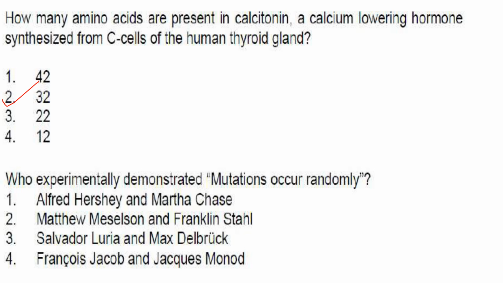Then Salvador Luria and Max Delbruck said mutations occur randomly. So it is 3 is the answer. Jacob and Monod with the operon concept. So if you know the other 3, you can happily go for 1, 2 and 4 options. If you know what they have studied, then you can happily go for the third option.